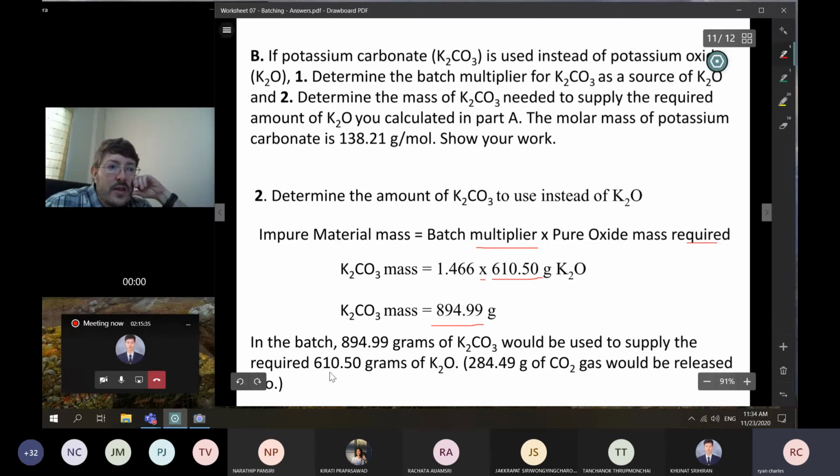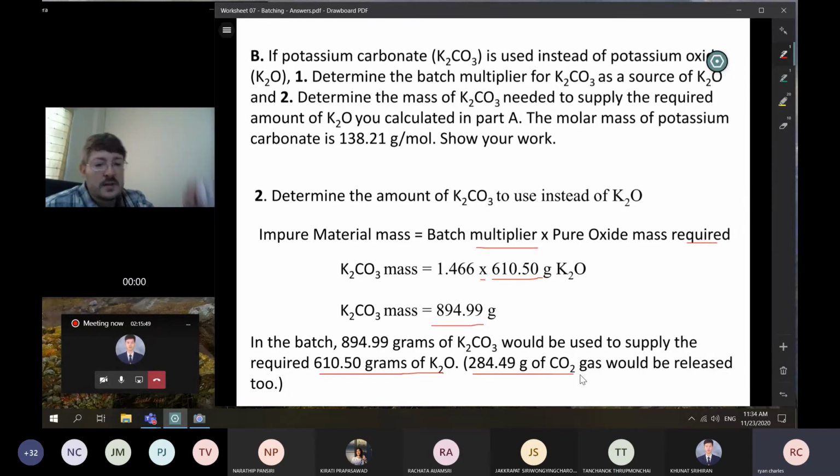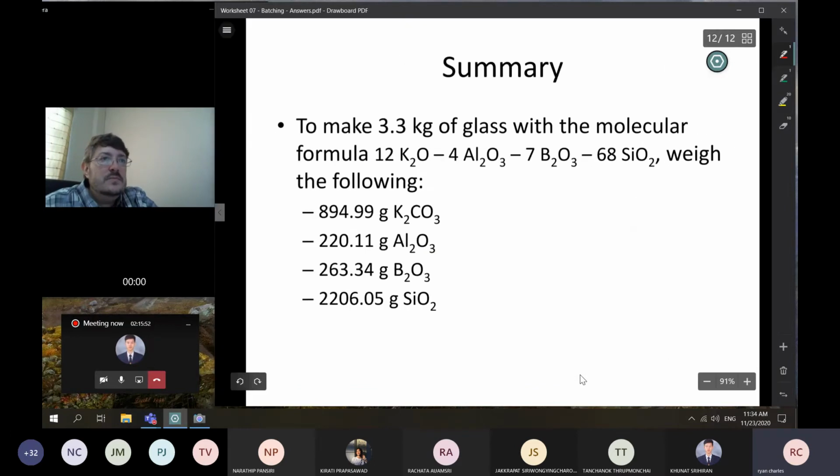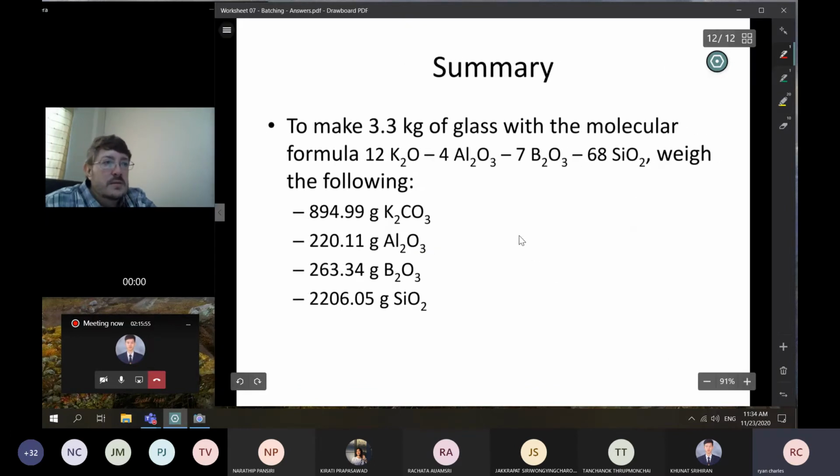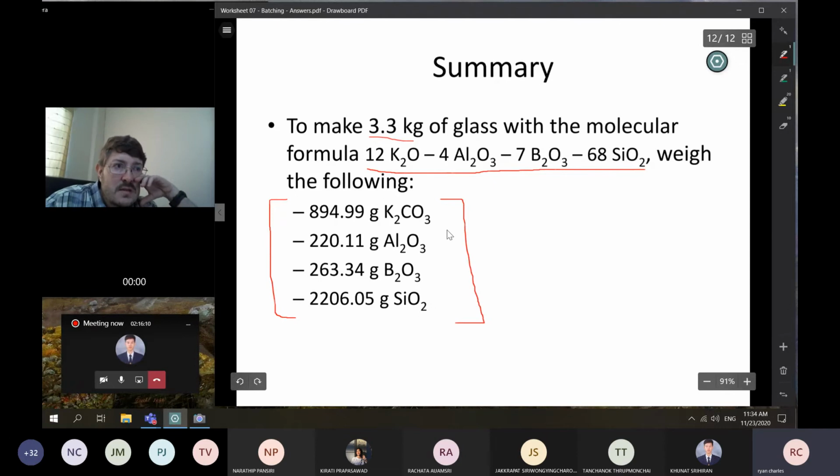We would weigh out that amount to give us this much potassium oxide, because we're going to lose almost 300 grams of carbon dioxide due to thermal decomposition. It's going to go poof, it's going to go away, taking its mass with it. So this would be the summary. This is what you would batch in the laboratory. You had this molar formula, and you converted it to this weight formula to make 3.3 kilograms of glass with 3 pure oxides and 1 carbonate. All right, that's the end of that one.